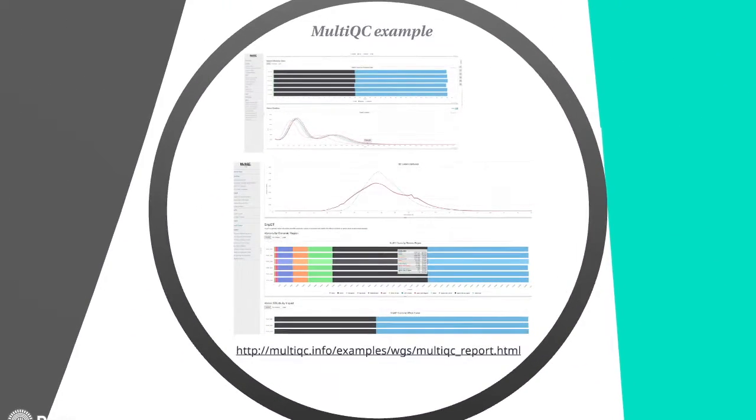Besides this, we are also providing, similar to the whole genome sequencing experiments, the MultiQC reports. It is actually pretty long, so I am really just presenting some examples that you can find on the MultiQC website.